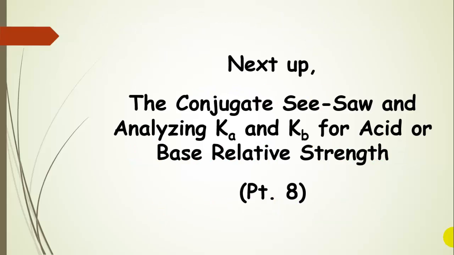All right, next we're going to talk about the conjugate seesaw and analyzing Ka and Kb for acid or base relative strength. So we're going to use those values to figure out the relative strength of a weak acid or weak base.